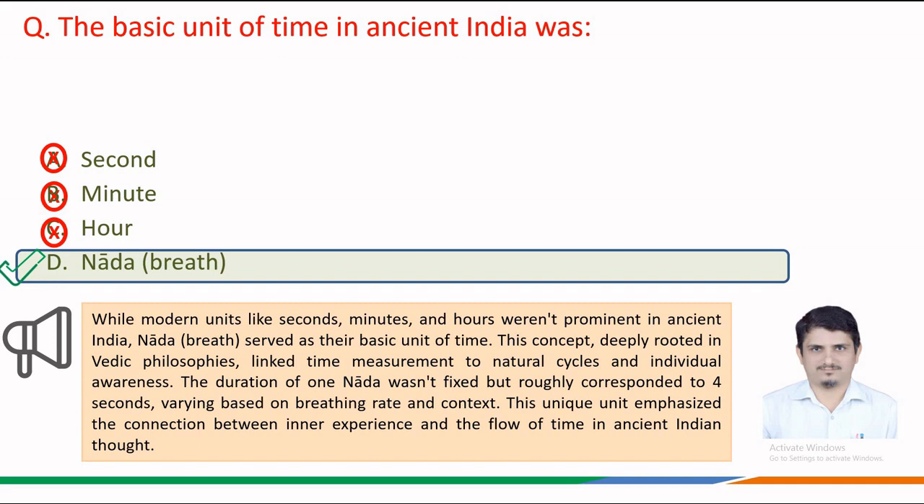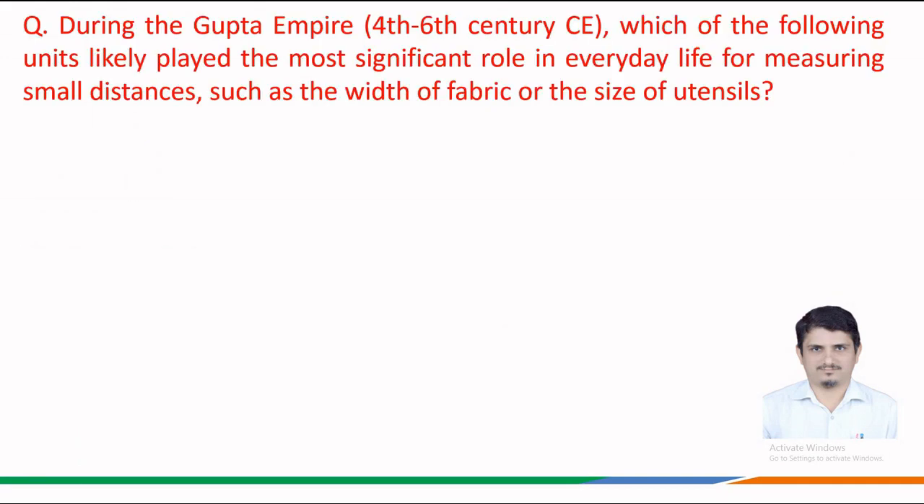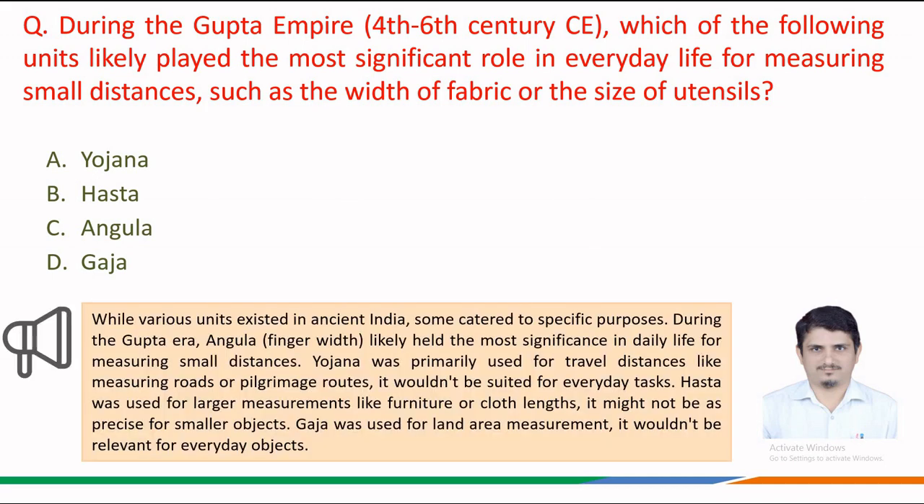Next question is, during the Gupta Empire, 4th to 6th century Common Era, which of the following units likely played the most significant role in everyday life for measuring small distances such as the width of fabric or the size of utensils? The options given are A. Yojana, B. Hasta, C. Angula, D. Gaja.